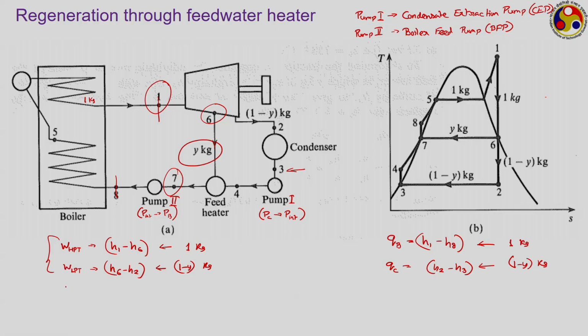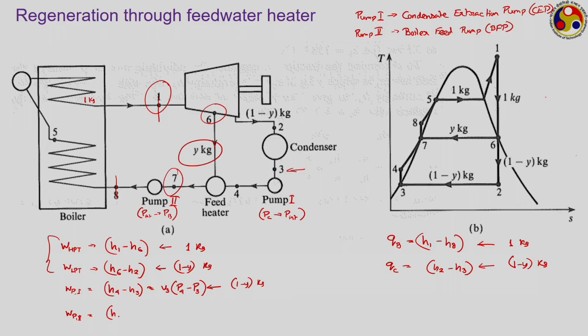And what about the pumps? So, WP for the first one, which is the condensate extraction pump, here the change in enthalpy is H4 minus H3, or as we have seen, often we can write this one as V3 into P4, that is the P intermediate, minus P3. But this entire thing is operating on 1 minus y kg of mass, because that bleed stream has not been mixed with the fluid.